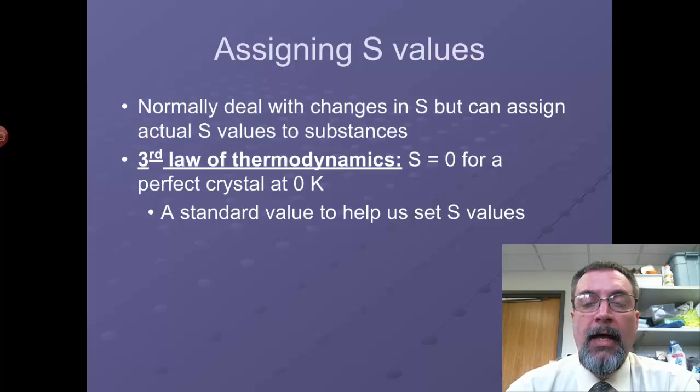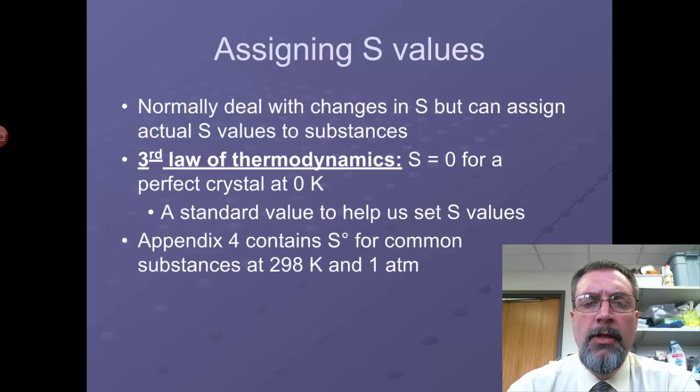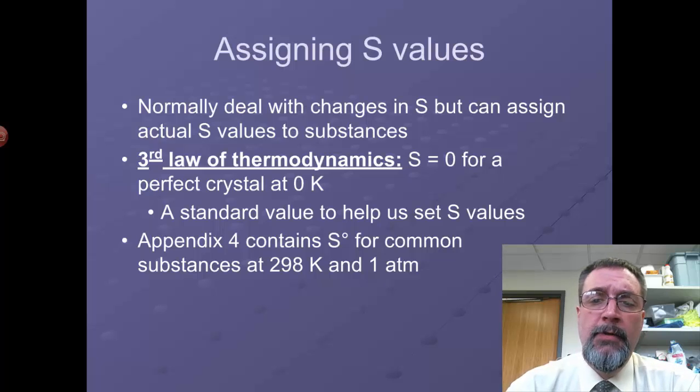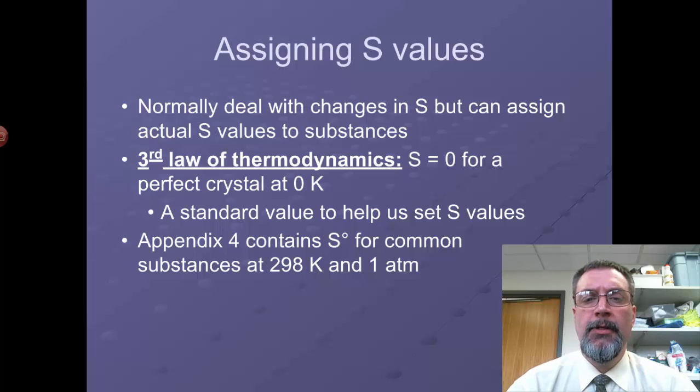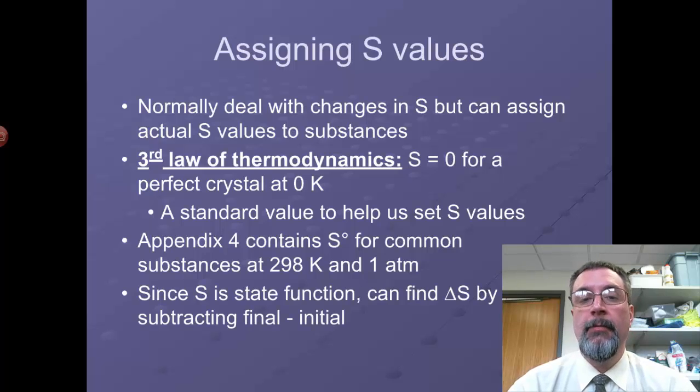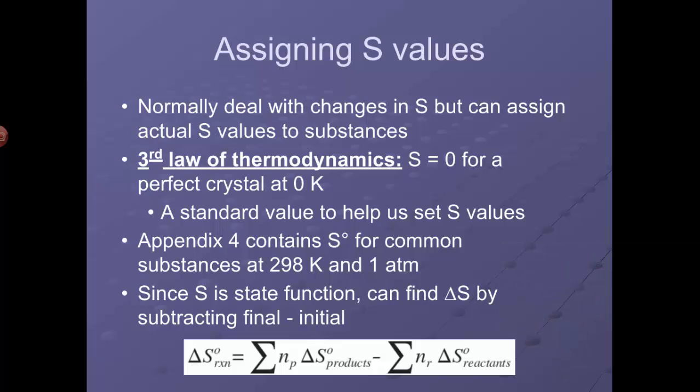That means that's a standard, and we can measure all other entropies at all other temperatures against that. All S values will be positive as long as they're above 0 Kelvin. Appendix 4 in your book has some common entropy values for common substances at 298 kelvins and 1 atmosphere, which is thermodynamic standard states. Since S is a capital letter, it's a state function, so we can find delta S by subtracting final minus initial. It's the summation law, which we should be very familiar with.